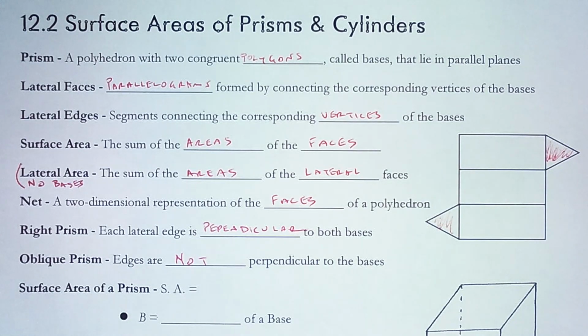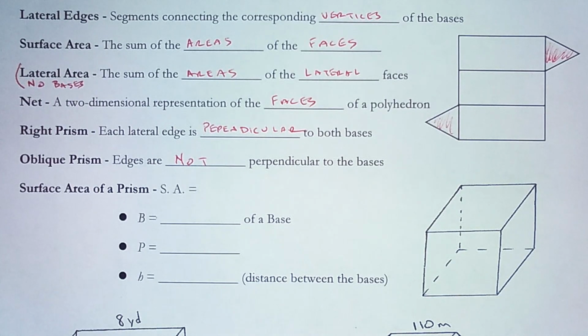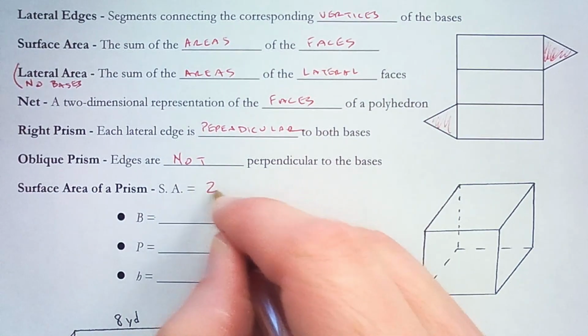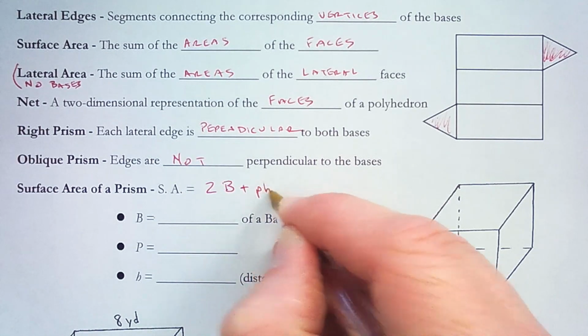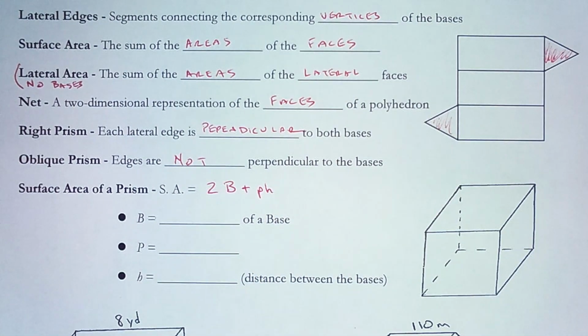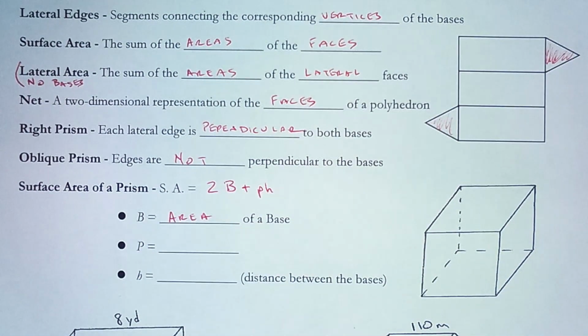So now let's get into our formula. The surface area of a prism is found by this formula: 2B plus Ph. Now, when you see a capital B in a surface area formula, that means the area of a base. If it's a lowercase b, it means a length of a base. Capital B means area of a base.